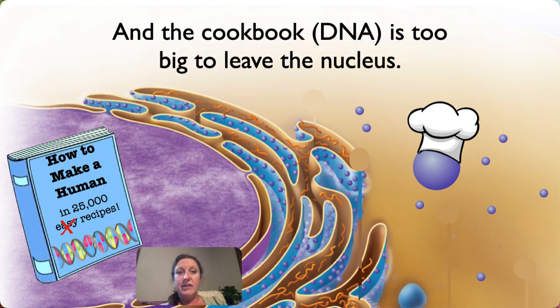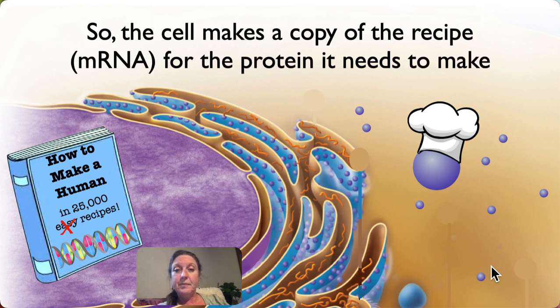Also, the cookbook, the DNA, is too big to leave the nucleus on purpose because we don't want the DNA out in the cytoplasm mingling with enzymes that might break it down. So, the way to solve this problem is that the cell makes a copy of the recipe into what's called mRNA or messenger RNA for the protein that it needs to make right then. Much in the same way that if you had a friend over who liked what you made for dinner and they asked for the recipe, you wouldn't give them the whole cookbook, you would copy it down on a piece of paper for them to take with them.